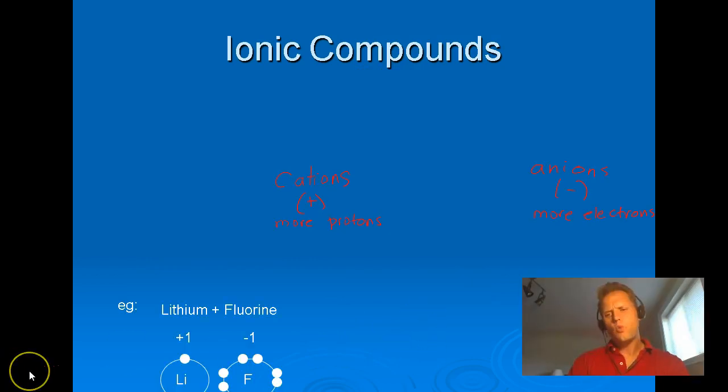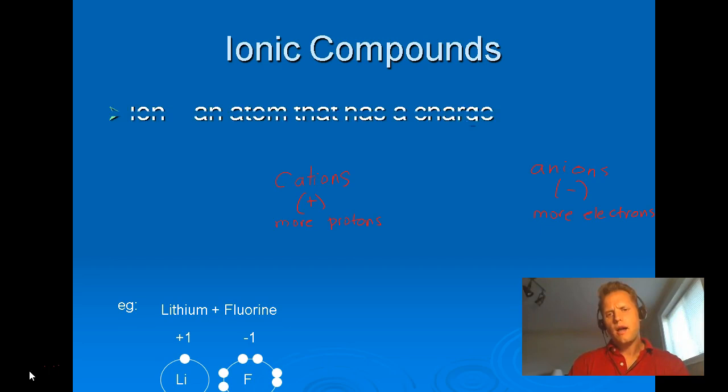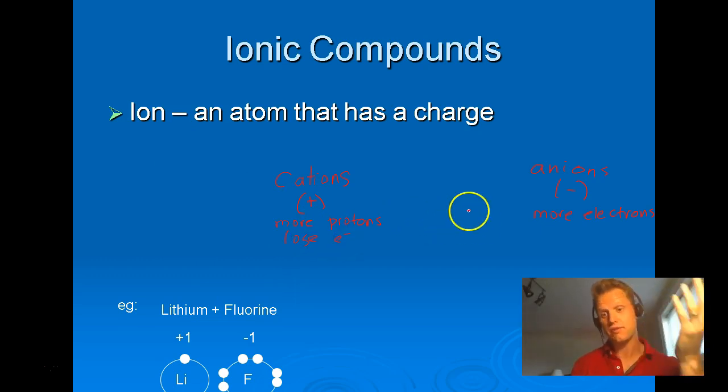So here we go. So what are ions? What exactly are ions? Ions are an atom that has a charge, okay? And they actually come in two flavors, or types, okay? So the first type is something known as a cation. And we're going to learn that metals form cations that are positive because they have more protons. That means that they lost electrons. If you lose electrons, you have more protons and therefore you're positive.